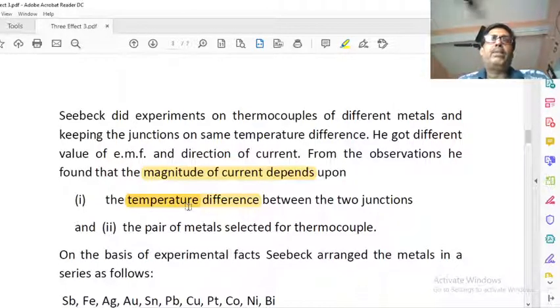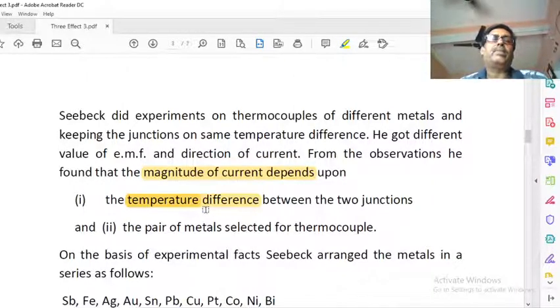Okay, but we may increase the EMF by increasing the temperature difference. So the more the temperature difference, the more the current. By varying the temperature difference between the two junctions, we can change the current. And second, it depends upon the pair of metals which we have selected. If you take a copper and Fe pair, or an antimony and bismuth pair, the current will be different.